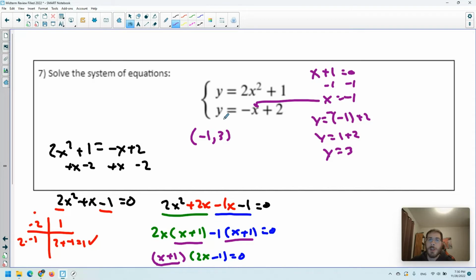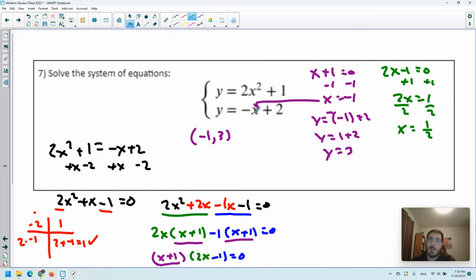Okay, and I can double check. If I plug negative 1 in here, negative 1 squared is 1, times 2 is 2, plus 1 is 3, so it does work in both equations. But I'm not done. I got a second set of parentheses over here, so I got to do one more set of parentheses. 2x minus 1 equals 0, plus 1 both sides, 2x equals 1, divide both sides by 2, x is equal to a half.